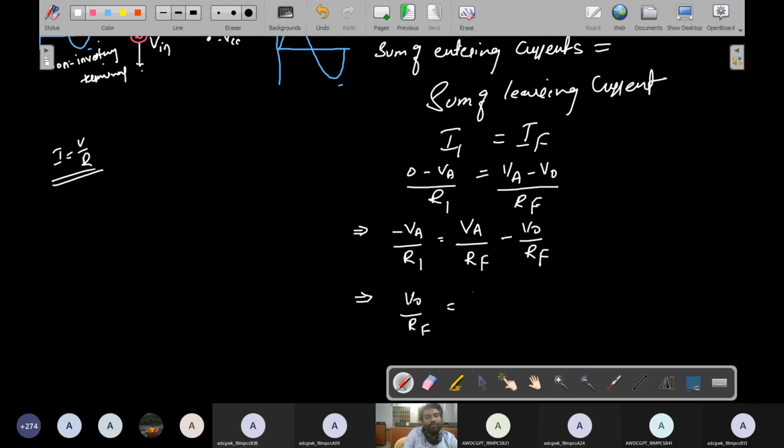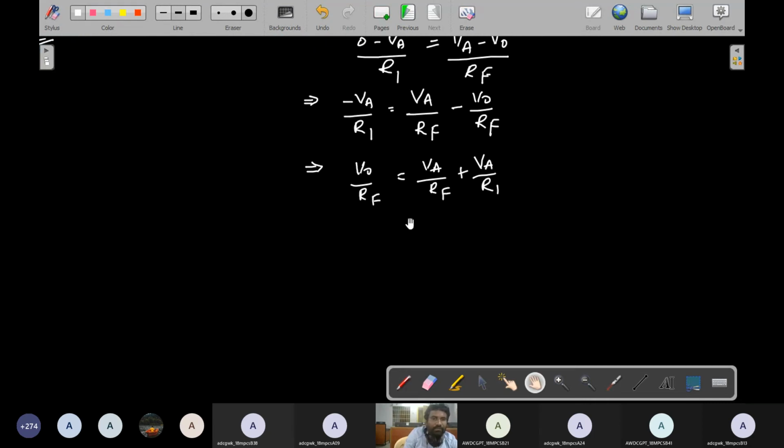So therefore, VA divided by RF plus VA by R1. Okay, understand? Take the LCM of this equation. So therefore, this is nothing but V0 divided by RF is equal to, take LCM, R1 into RF. Okay, LCM is R1 into RF.